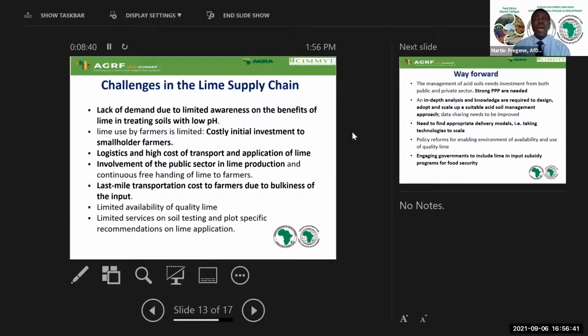But we also have some other big challenges. One is just the awareness, and Sam spoke about this. Many people don't realize that the reason why, even with fertilizer, you still get 2 tons of maize is because of the soil pH. Then it's also the last mile transportation cost. Lime is very bulky. It's a low cost, high volume product. Again, how do you begin to deal with those issues?